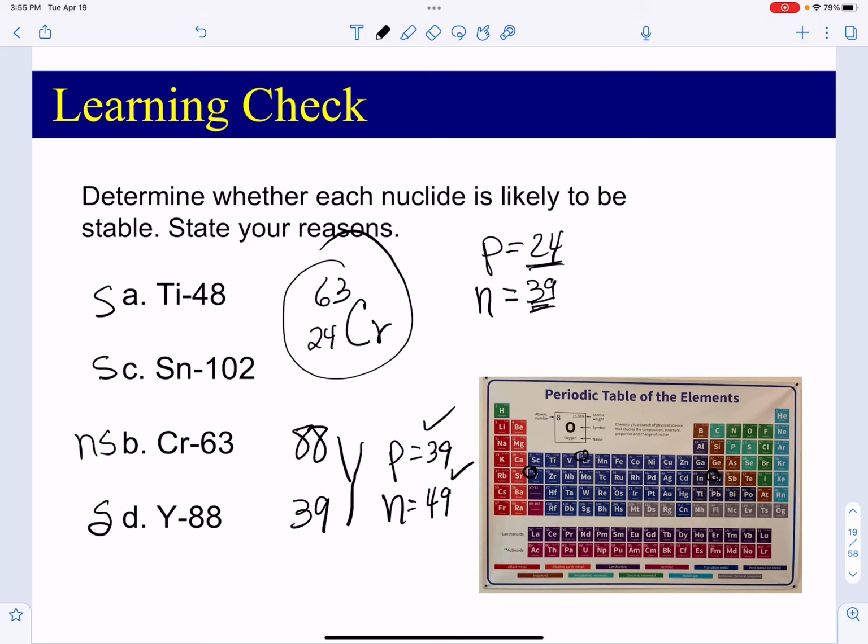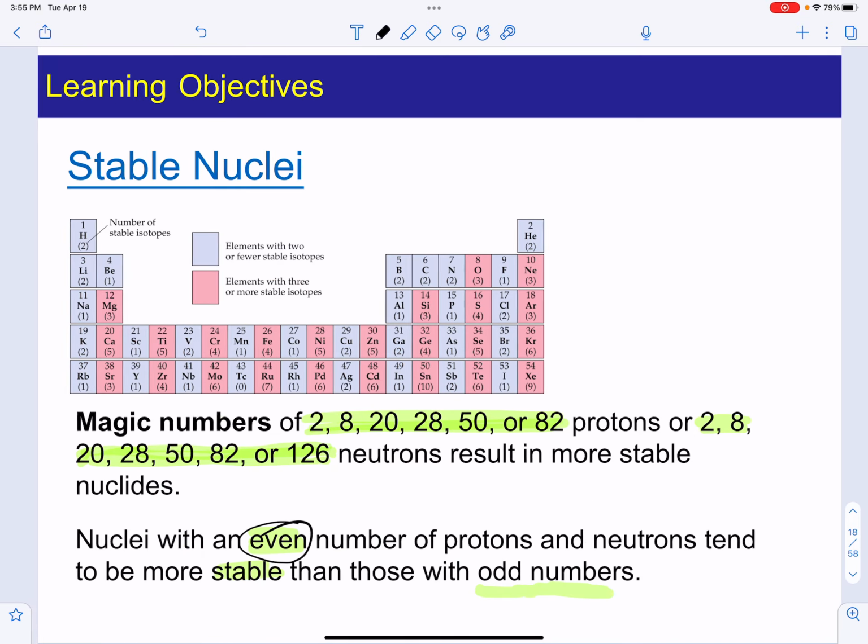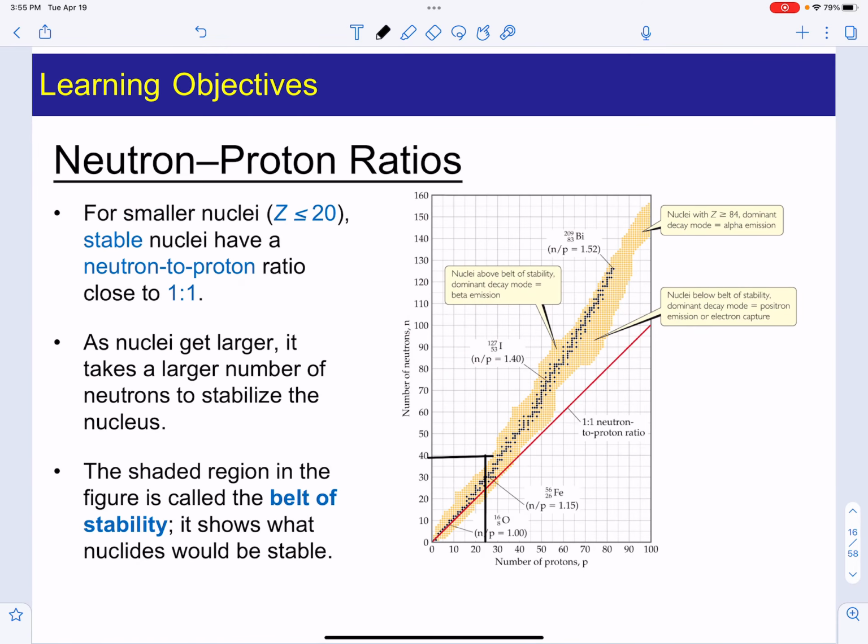If you have to compare two that are unstable, then you know which one is more stable between those two. If you are comparing two that are stable, then you can find out which one is more stable by using these rules and these rules here.